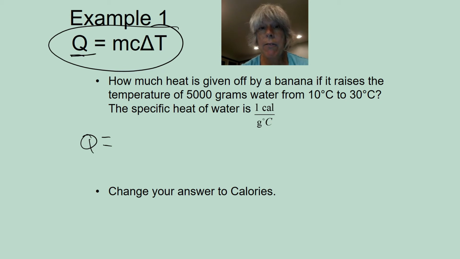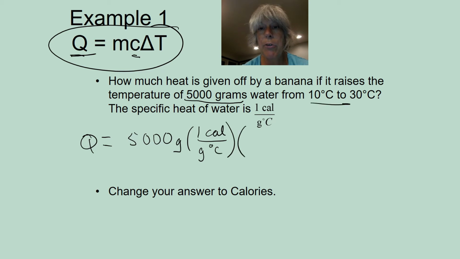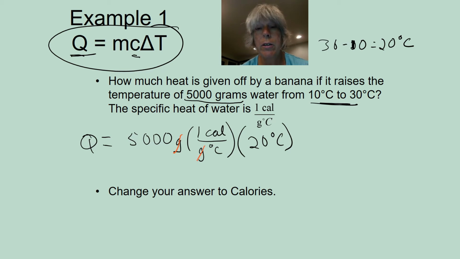The mass of the water is 5,000 grams. Specific heat of water, which is here, is C, is 1 calorie per gram degree Celsius. And the change in temperature of the water, if it went from 10 to 30, well, that's 20 degrees Celsius. Okay, we can cancel some things here. Let's cancel the grams because we have grams on top here and grams on the bottom of our fraction here. Let's cancel the degrees Celsius here and here.